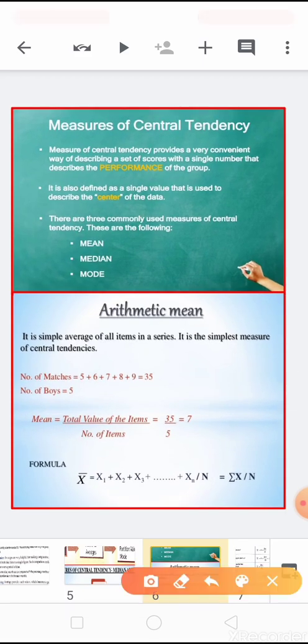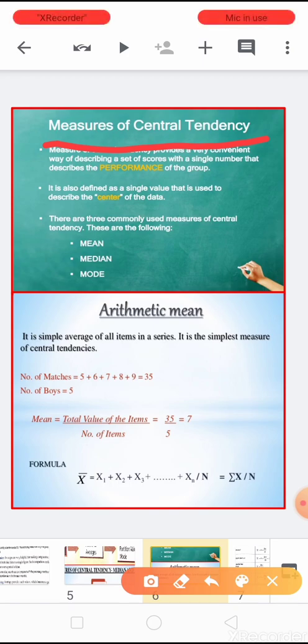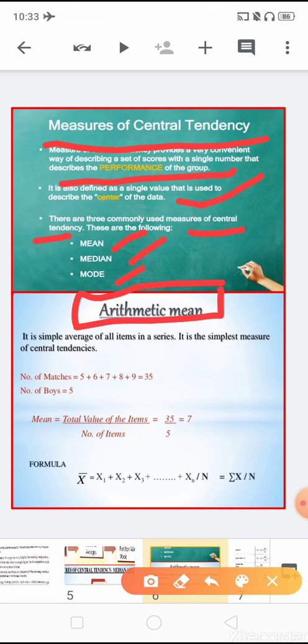So, children, we have already gone through the measures of central tendency. It describes a set of scores with a single number that describes the performance of the group, and it is also defined as a single value used to describe the center of the data. For doing so, we have three measures of central tendency: mean, median, and mode. Now, as I just said, in class 11th you are only going to learn the mean. So let us first learn what the mean is.